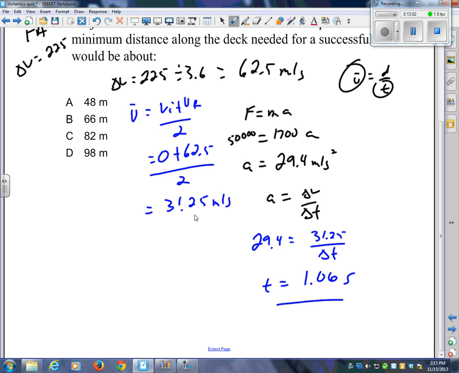Oh, I did. So this would be 62.5, right? That did seem a little short. What would you then get? 62.5 divided by 29.4 is 2.13.